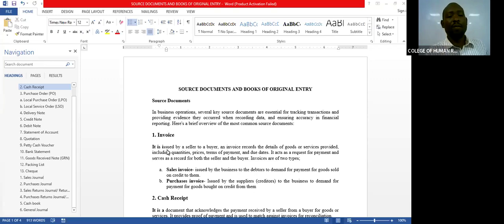Some of these source documents are, number one, the invoice. An invoice is a document that is normally issued to demand payment for goods or services that have already been sold. So the moment you buy goods on credit or acquire services on credit, the seller will issue you with an invoice. If it is your business that has sold goods on credit to particular customers, then the business will send the invoice to that particular customer or organization.